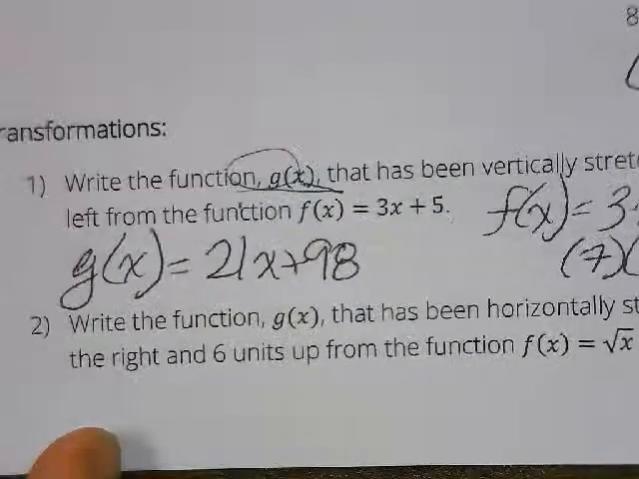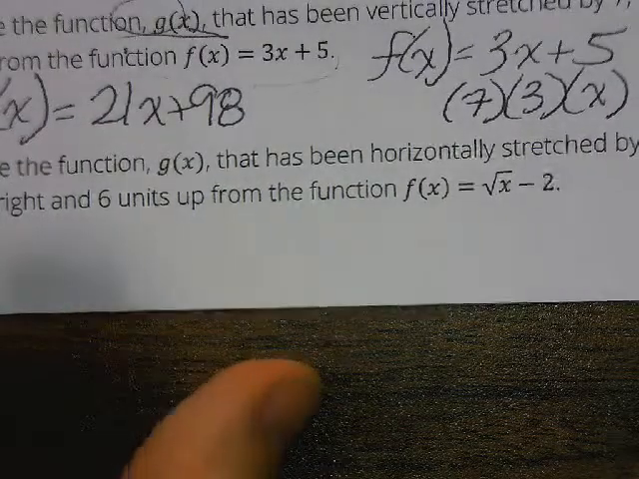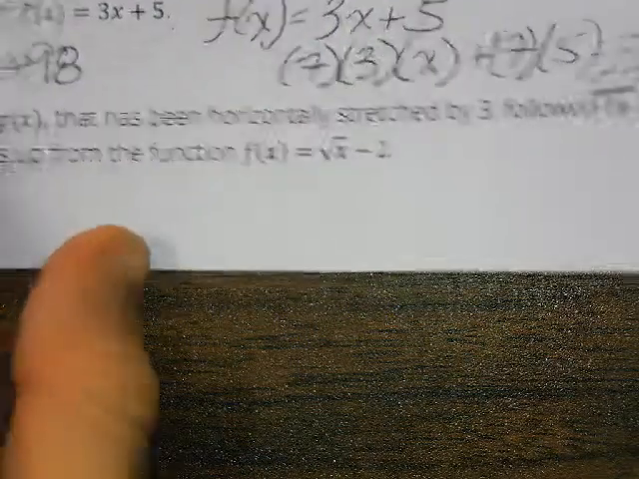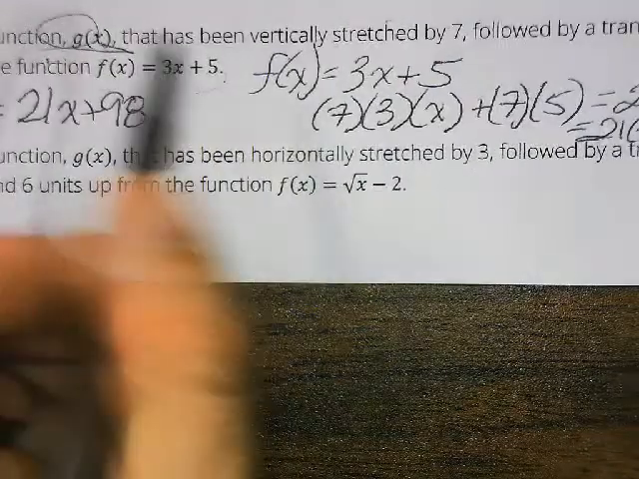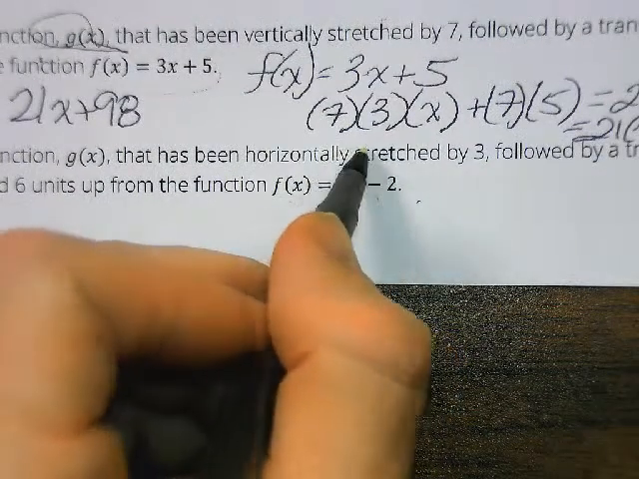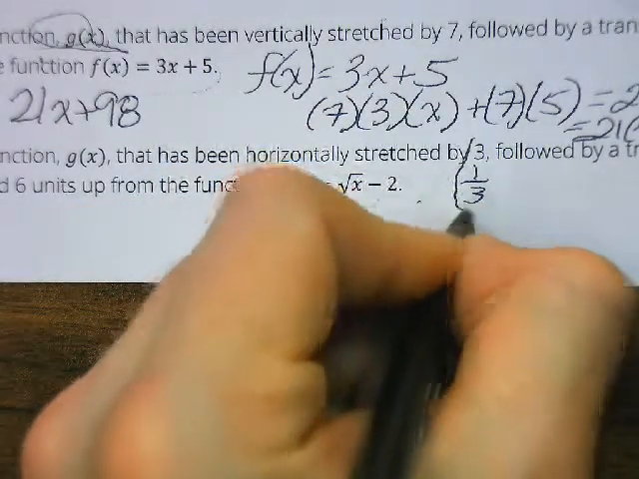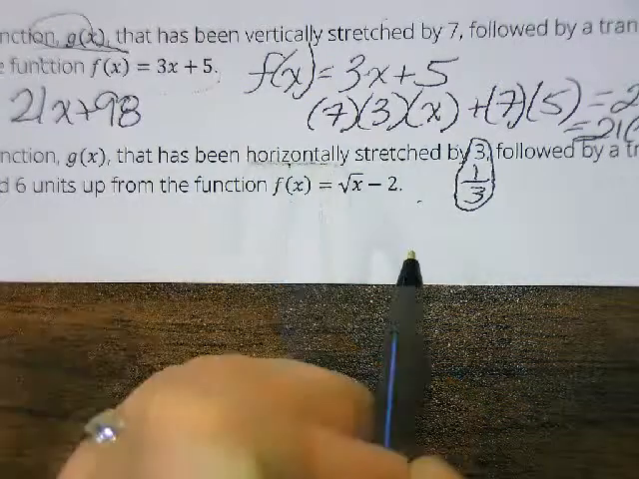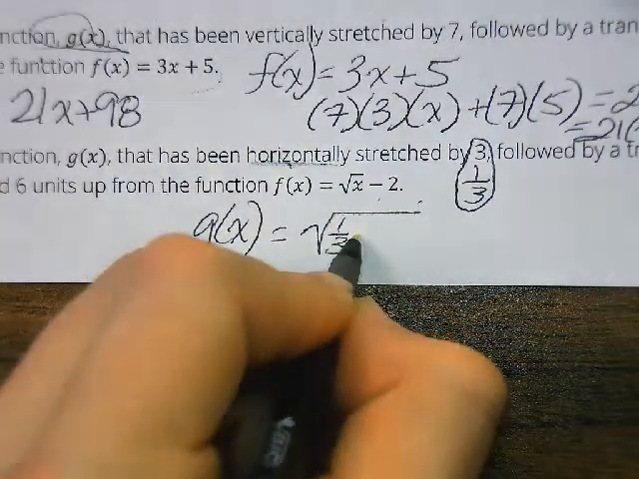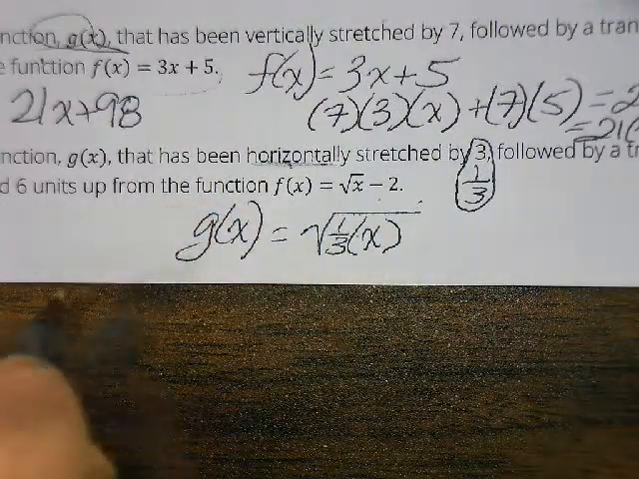There we go. Now we need to write a function that has been horizontally stretched by 3, followed by a translation of 1 unit to the right, and then 6 units up. So I'm going to use this pattern, f of x equals square root of x minus 2, and then I'm going to actually stretch it horizontally by multiplying it by 1/3. So you need to use the reciprocal when we're using horizontal stretches. So g of x is 1/3 times x, like that, and then minus 2 off to the side.